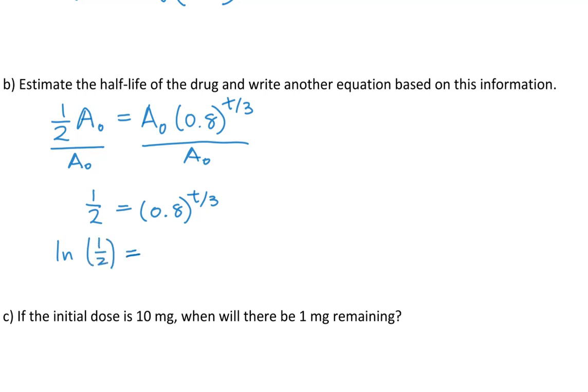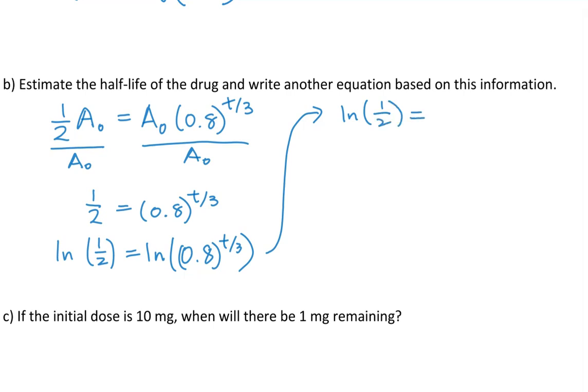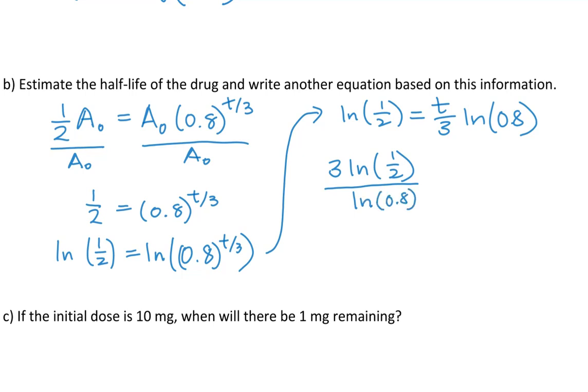If I take the natural log of both sides, I end up being able to pull that exponent down to the front. So I get t over 3 natural log of 0.8. And then I can multiply by 3 to get rid of the 3. And I can divide by the natural log of 0.8 to get rid of that, and all I will be left with is the t. And this is nicely ready to plug into a calculator.